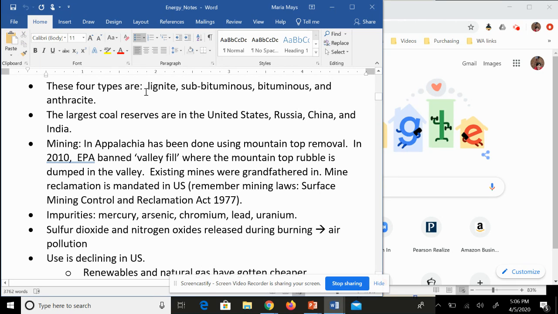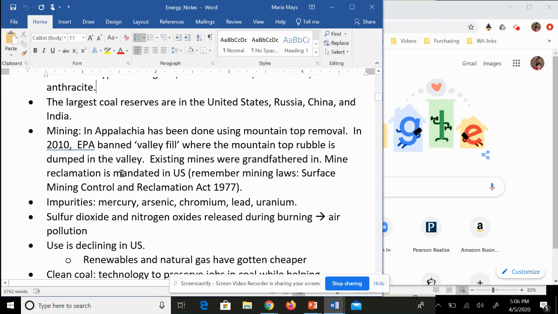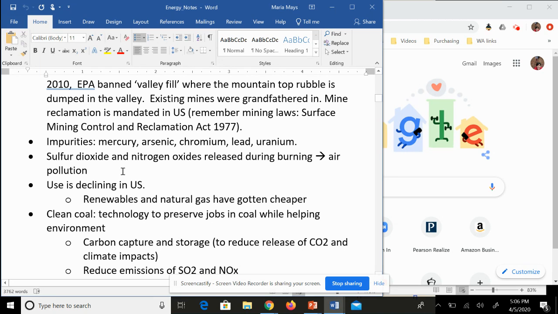Depending on the type of coal, so up here, your lignite, subbituminous, bituminous, and anthracite, anthracite is typically going to be most energy rich and also cleanest burning, so it has fewer impurities. And the impurities we most often see in coal are things like mercury, arsenic, chromium, lead, and uranium. Sulfur dioxide and nitrogen oxides are released into the air during burning. That's part of our air pollution. Those are some of those primary air pollutants that can then cause smog as they react with other things to become secondary air pollutants.